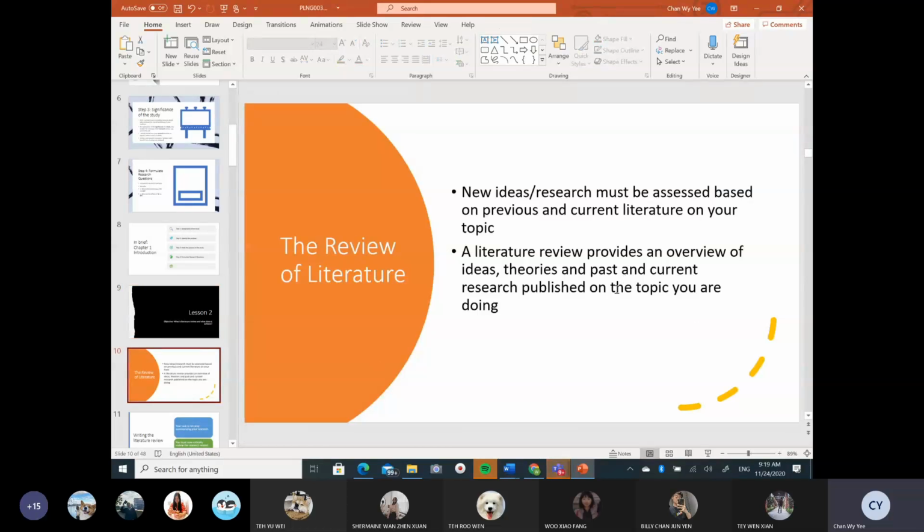New ideas or research must be assessed based on previous and current literature on your topic, on the choice of your topic. A literature review provides an overview of ideas and theories of past and current research published on the topic you are doing. Basically, we are looking into the past. Let's say 7 years ago, what were the ideas and research that people have conducted.